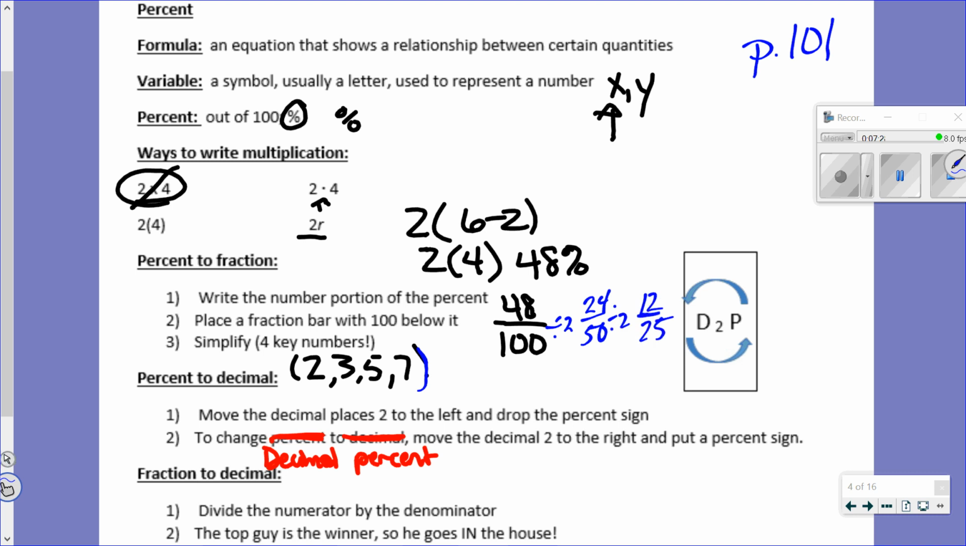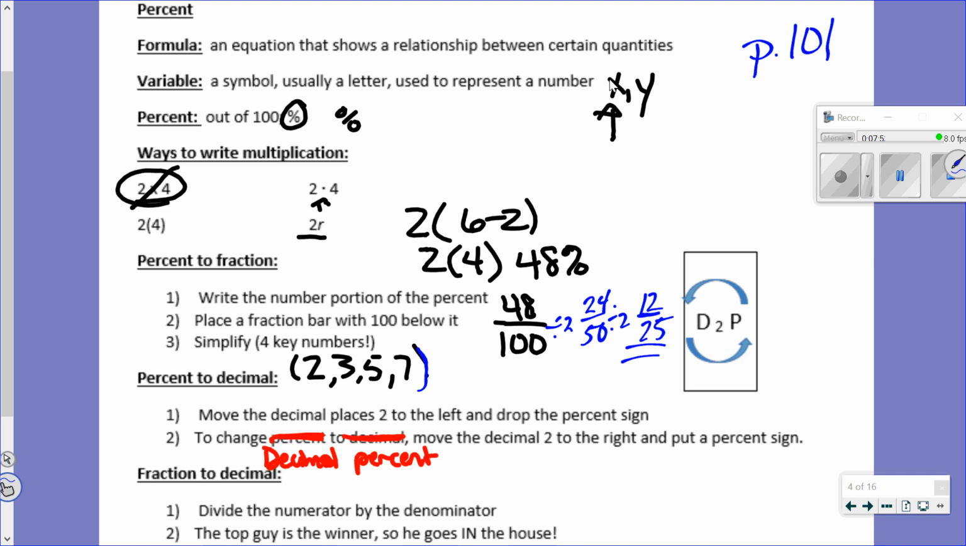Then I check again. Can I divide them both by 2? No. Can I divide 25 by 2 evenly? Can I divide them both by 3? No. By 5? Nope. By 7? No. Really, you should roll through them that fast. If you've said no 4 times, you're in simplest form. It's that easy, guys.